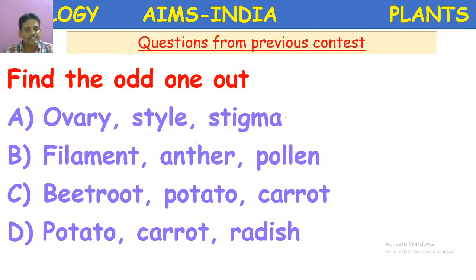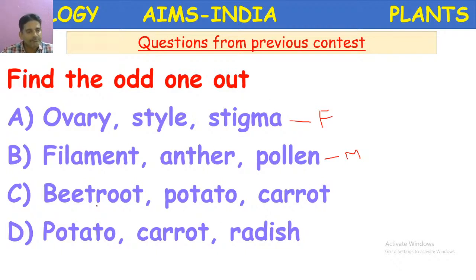So here let us discuss the options, then come to a conclusion. Ovary, style and stigma. These are all related to the female part of the flower. Filament, anther, pollen. These are all related to the male part of the flower. First, understanding the question is very important in any competitive exam. Find the odd one out. Odd means which is different from the remaining options.